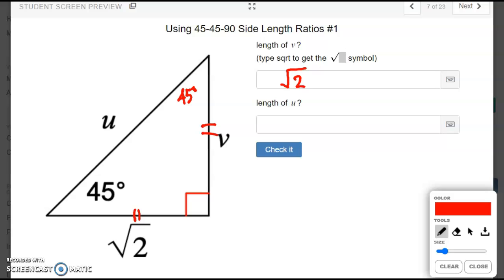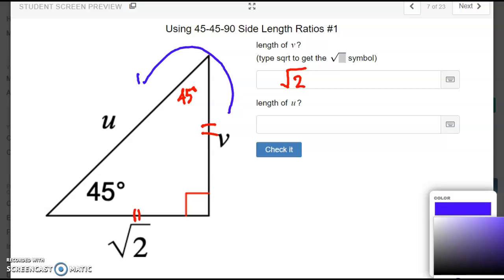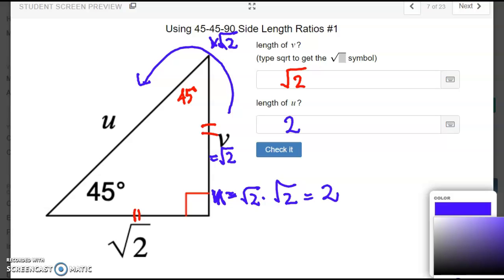Now the length of U, okay, what do we need to do to get from the leg to the hypotenuse? We said that you need to multiply by square root of 2, right? So then V is square root of 2. What's square root of 2 multiplied by square root of 2? So square root of 2 times V, U is square root of 2 times square root of 2, which is just 2. Because that's square root of 4, which is the same as 2. So it's just going to be 2 there.